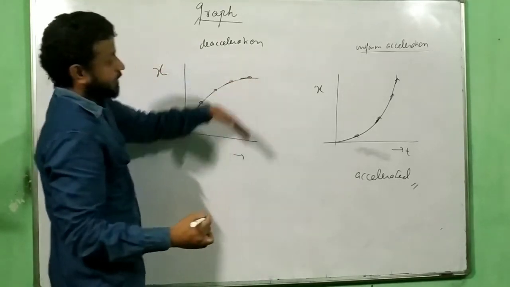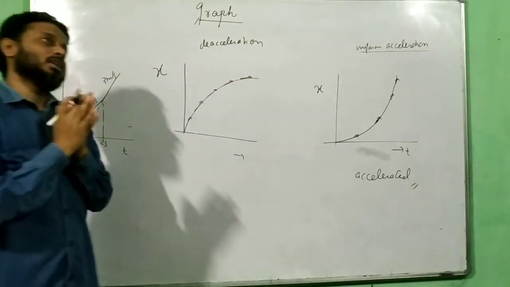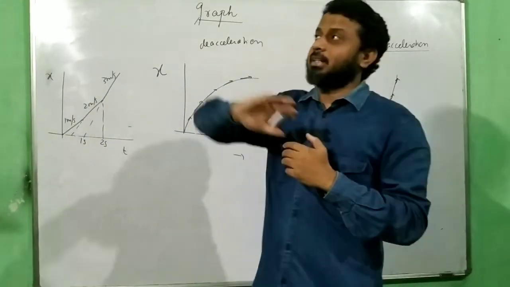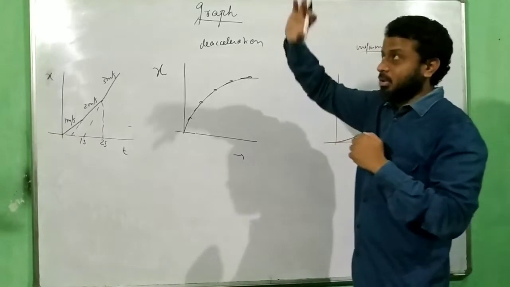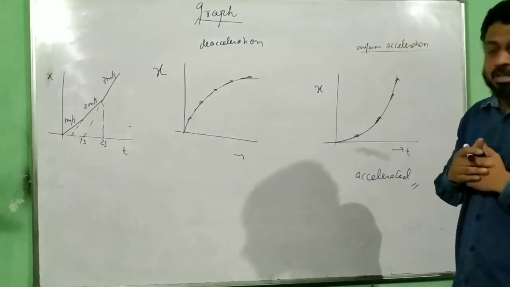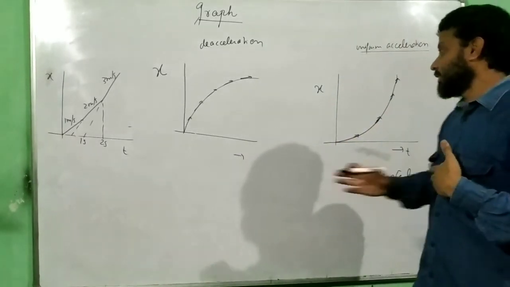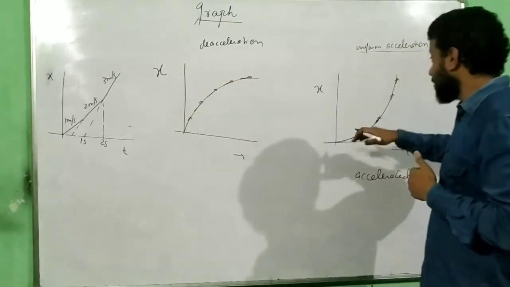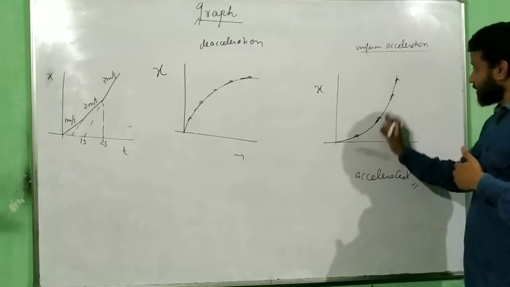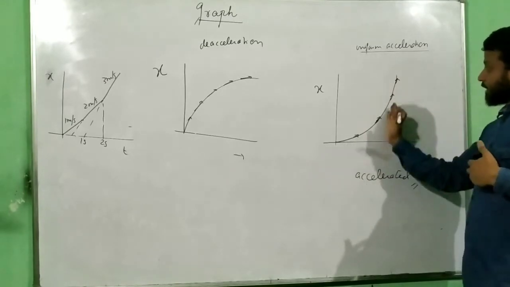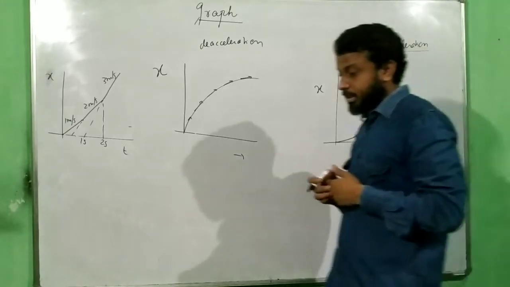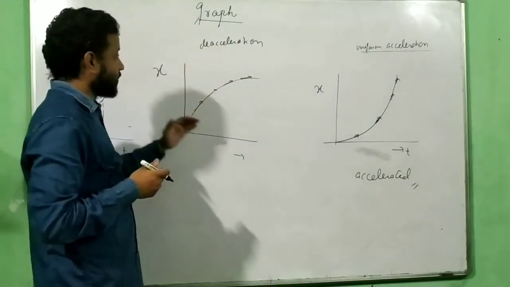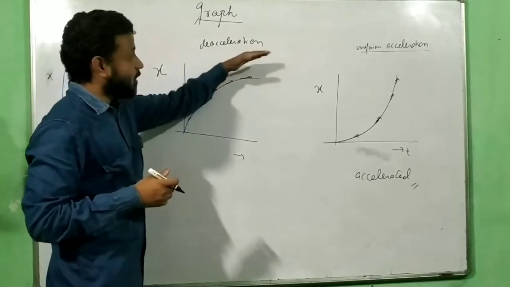Slope means, if you have ever climbed a mountain, slope is something to do with the steepness. How steep the climb is, correct? So this gradually flattens. So climbing this mountain is easier than climbing this mountain from this side. So here the slope increases. Here the slope decreases. So this is decelerated motion. That means the velocity will keep on decreasing.